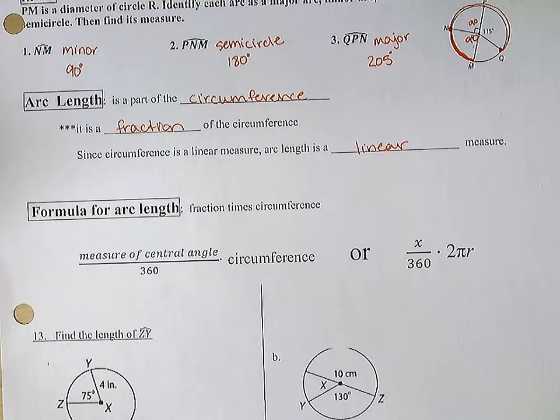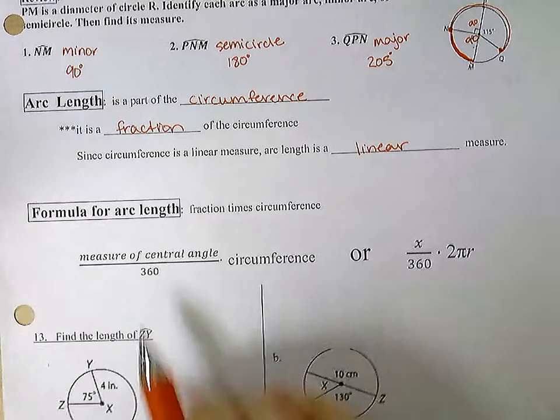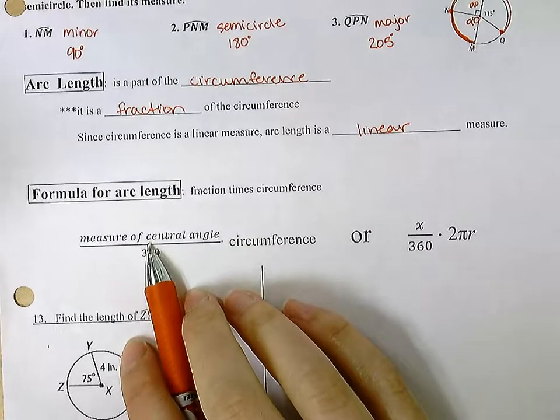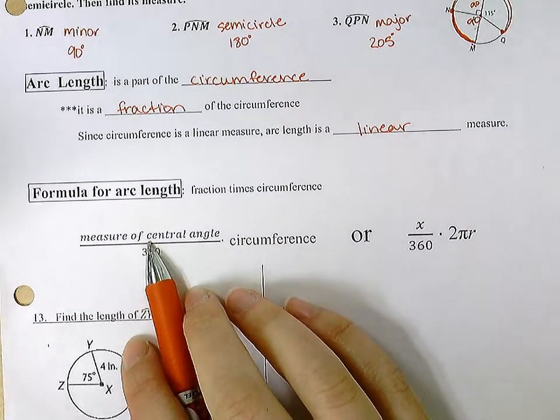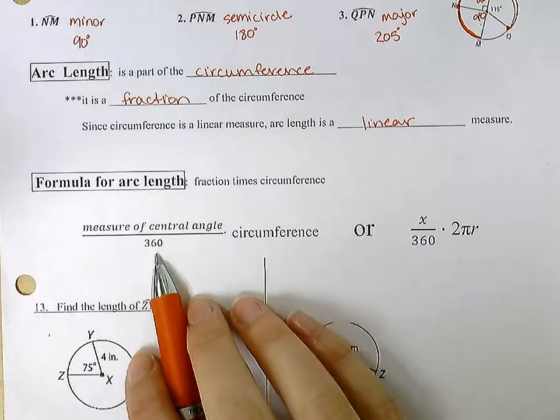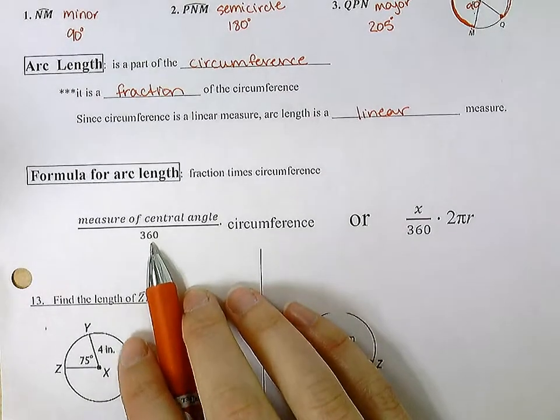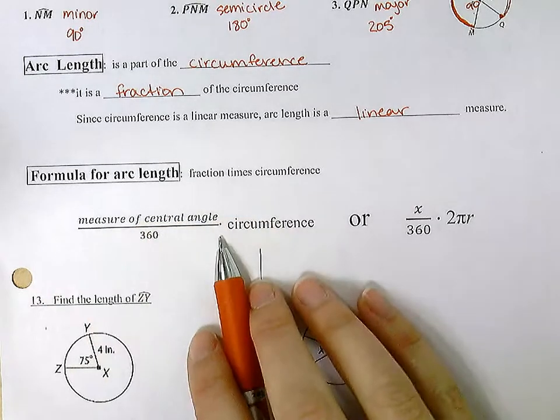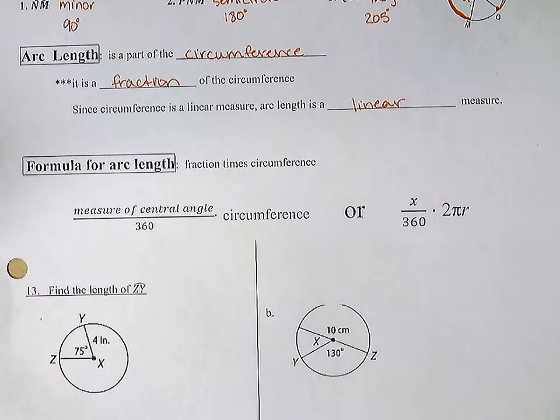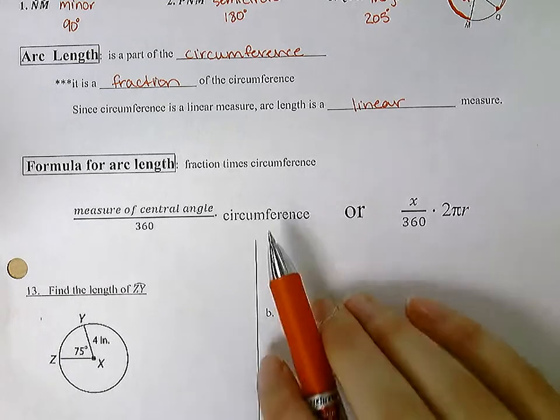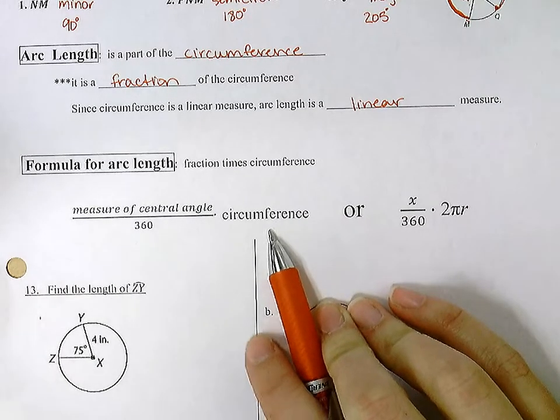All right, so we do have a formula for arc length. It is a fraction times the circumference. That fraction is going to be your central angle, okay, so we were finding our central angle before, divided by 360. Okay, that's your fraction piece. So we're taking that central angle over the entire circle's degree measure, okay, to find that fraction of the circle.